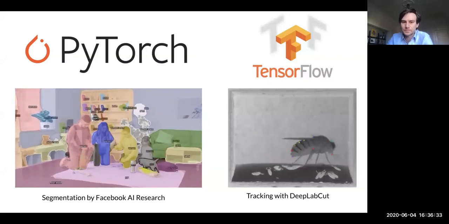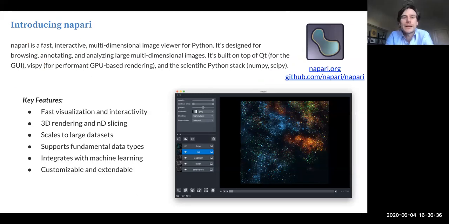And so the napari team got together maybe 2 years ago to start working on a fast, interactive, multi-dimensional image viewer for Python. The reason it was for Python, for a lot of us, is that we switched our analysis methods over to Python to leverage advanced machine learning algorithms, or just other virtues of the scientific Python stack. And so napari, as I said, is designed for browsing, annotating, and analyzing large multidimensional images.